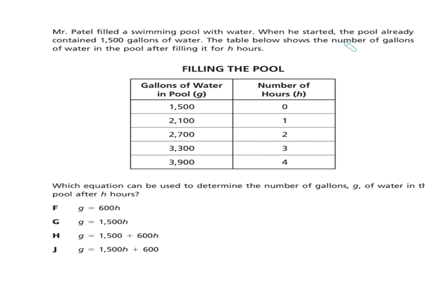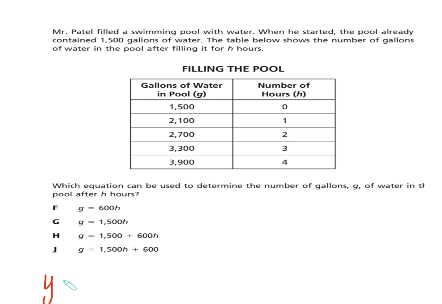The table below shows the number of gallons of water in the pool after filling it for H hours. So for this one, they did label, yay. So you see G here and H. So who is G and who is H? I go to the equations because that would help me. Notice all the equations start with G.